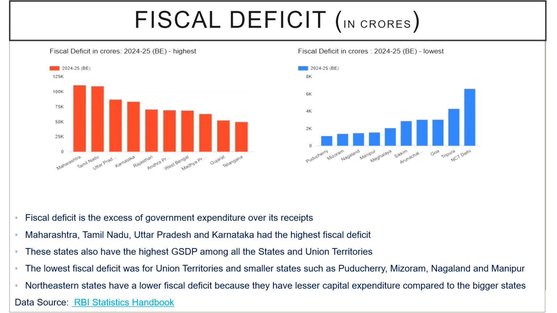Fiscal deficit in crores. Fiscal deficit is the excess of government expenditure over its receipts. Maharashtra, Tamil Nadu, Uttar Pradesh, and Karnataka had the highest fiscal deficit. These states also have the highest GSDP among all the states and union territories. The lowest fiscal deficit was for union territories and smaller states such as Puducherry, Mizoram, Nagaland, and Manipur. Northeastern states have a lower fiscal deficit because they have lesser capital expenditure compared to the bigger states.